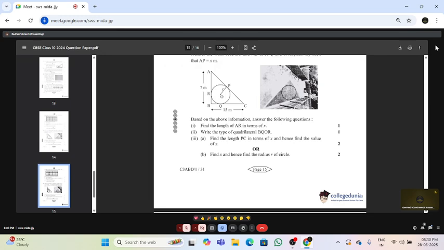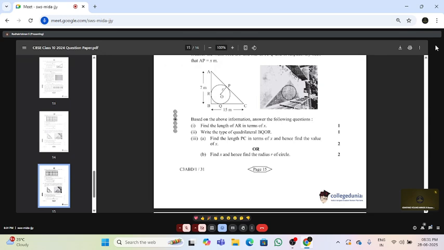Now BQ is 7 minus x means QC equal to BC minus BQ, right? QC equal to BC minus BQ. That is 15 minus 7 minus x. BC is 15 and BQ is 7 minus x. That means 15 minus 7 plus x, 8 plus x. Now QC is 8 plus x. Therefore, PC is also 8 plus x.